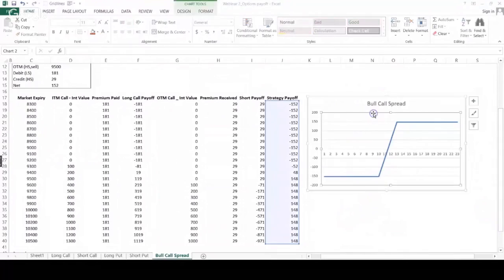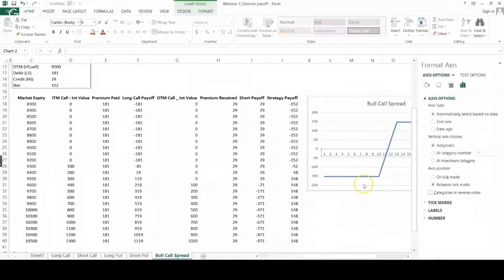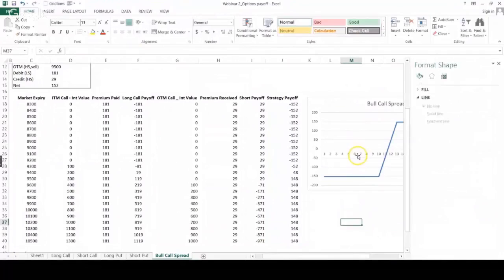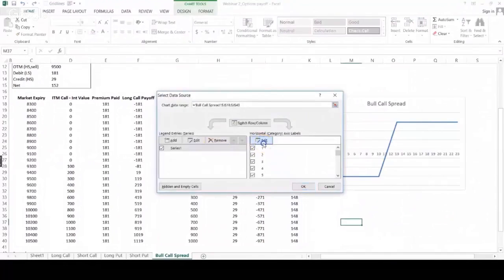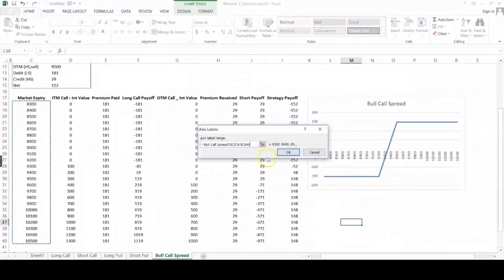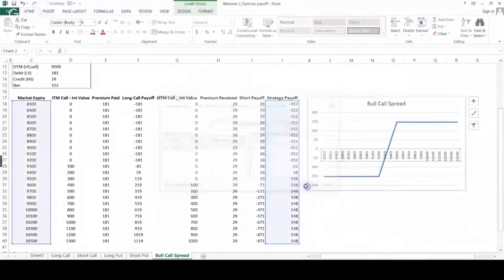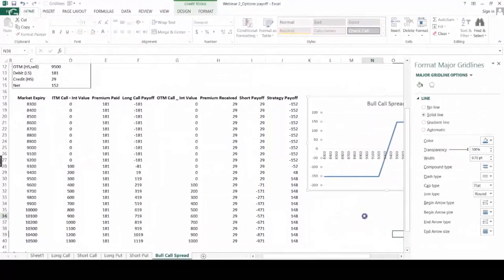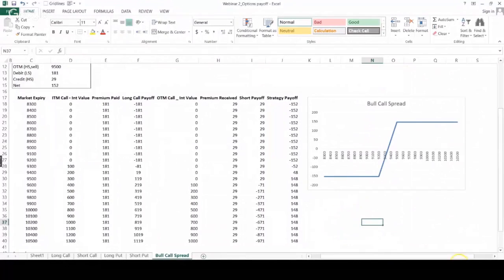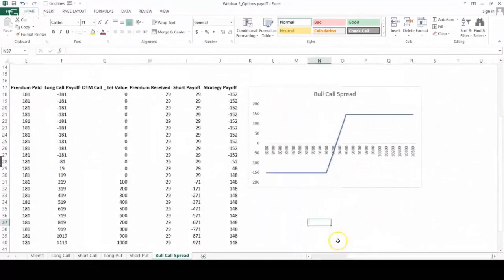Okay. Sorry, just give me a second, please. Select data. I'm going to add the spot prices here. Done. Okay, so here you go. Look at this graph. We've got two individual option positions here, two leg positions. One is the long call and the other one is a short call, both executed simultaneously.